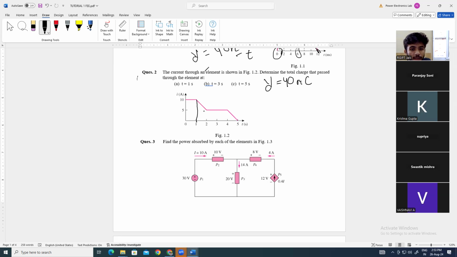So from 0 to t, the area under this curve here would be 10 into 1. That's just 10. Correct. So apart from that, the area under the curve from 0 to 3 seconds would be what? Can you guys answer?